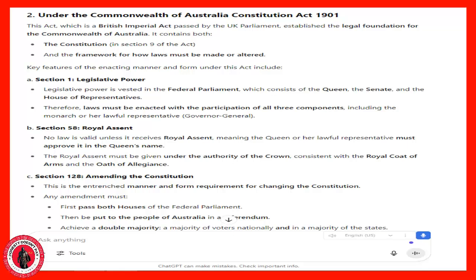B. Section 58, Royal Assent. No law is valid unless it receives royal assent, meaning the Queen or her lawful representative must approve it in the Queen's name. The royal assent must be given under the authority of the Crown, consistent with the Royal Coat of Arms and the Oath of Allegiance.